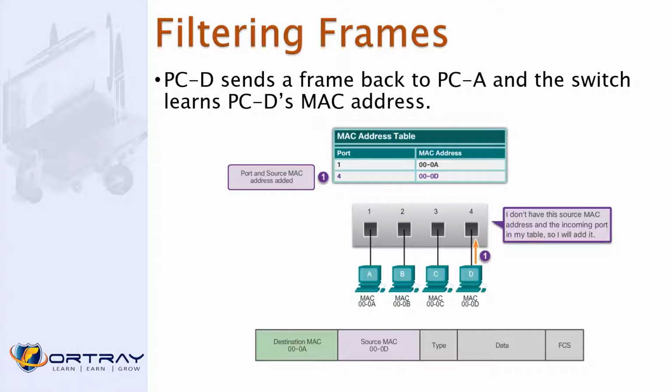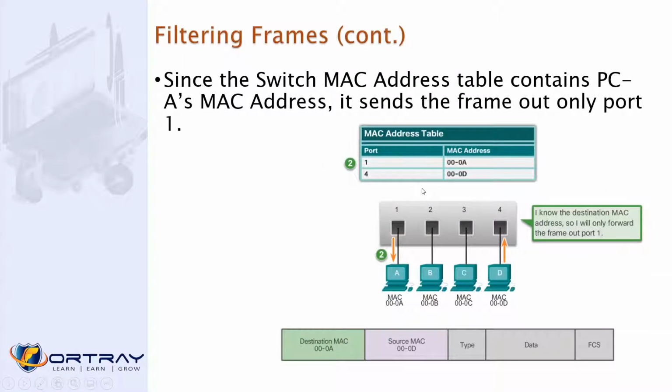Okay, I don't have this source MAC address and the port it's coming from, and now it will add it. So now when PC D replied, it is associated with port 4. This way the switch has now learned the MAC address. The table contains the PC A MAC address, so it sends the frame out only on switch port 1. Now I know, port 1 has this MAC address, and port 4 has this MAC address.